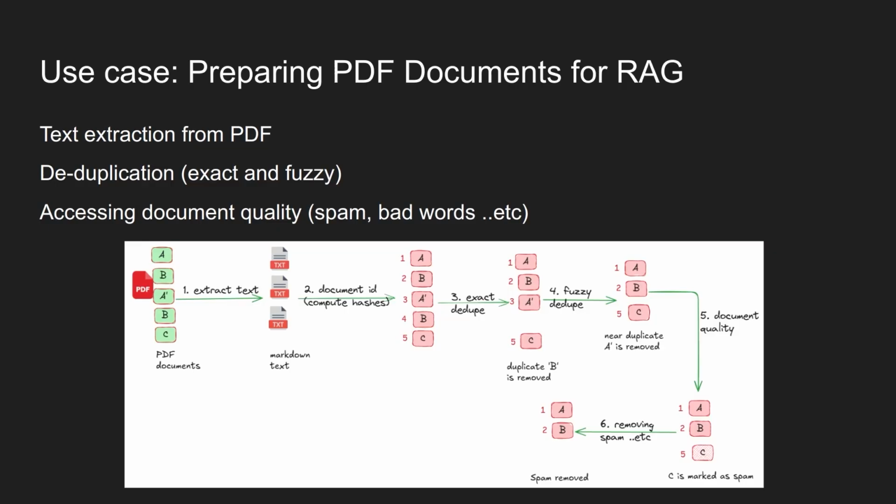In this session, I'm going to walk you through some features of Data Prep Kit. This is a hands-on session, so let's do some coding. The use case I'm going to illustrate is preparing a bunch of PDF documents for RAG. We are going to extract text from PDF documents, do deduplication, and also do document quality assessment and eliminate some spam documents. This is the overall workflow. I'm going to walk you through step by step.